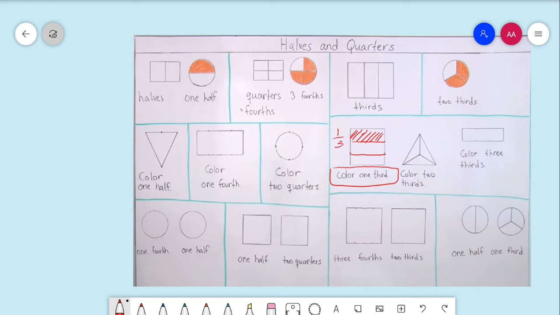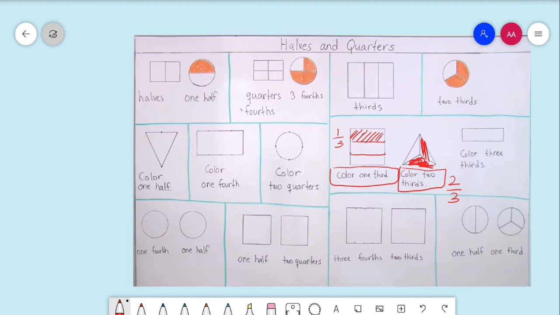Okay, if you've been asked to color 2/3 of this shape, it means you need to do this much coloring. Out of 3 portions, you need to color 2 portions. So let's do the coloring of 2 portions. Right, so this is the coloring of 2 portions.